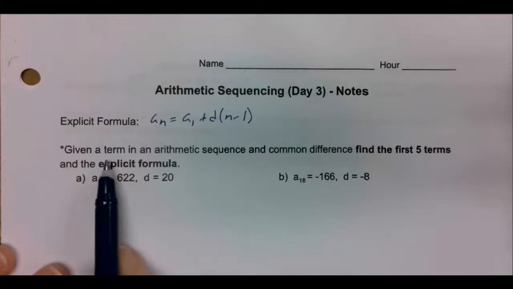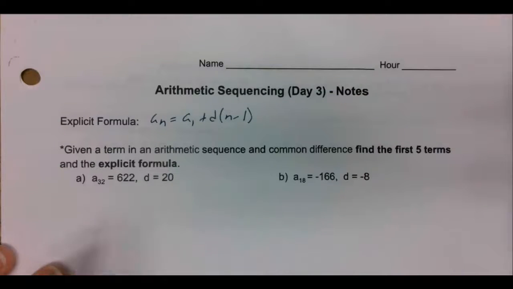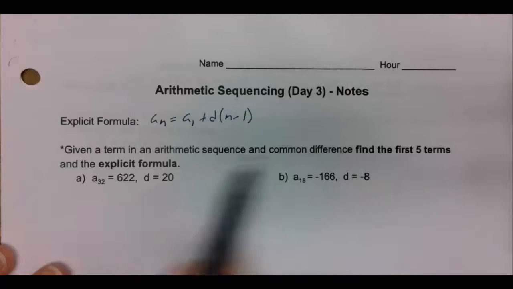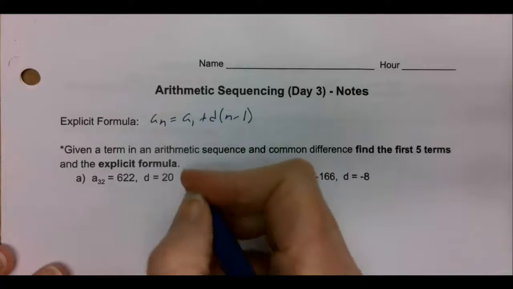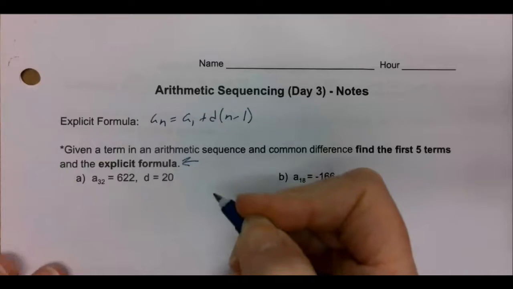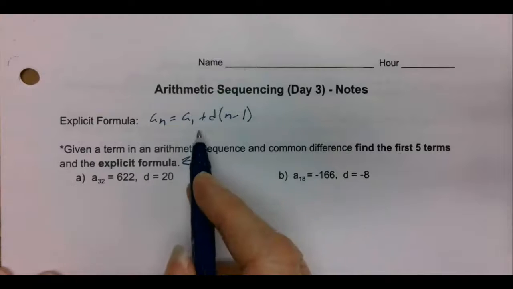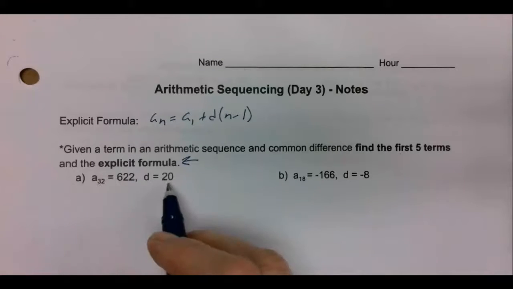Now what it wants us to do is, given a term in an arithmetic sequence, any term, and a common difference, find the first 5 terms and the explicit formula. Well, it's going to be easier if we find the explicit formula first, then go back and find the first 5 terms, because we have to know term number 1 in order to perform the first 5. So we're using this formula, and we know this information.